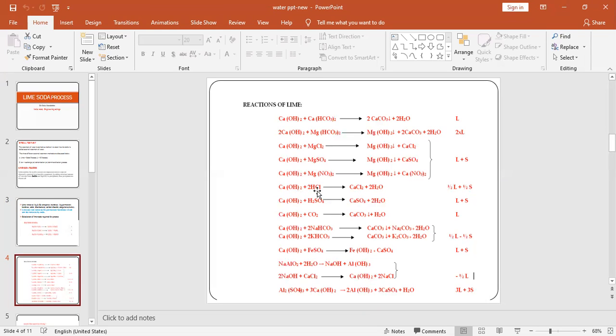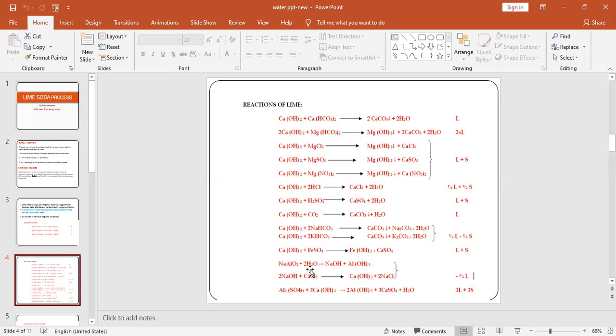Calcium hydroxide reacts with hydrochloric acid to form calcium chloride and water. Lime reacts with sulfuric acid to form calcium sulfate and water. Calcium hydroxide reacts with carbon dioxide to form calcium carbonate and water. Calcium hydroxide reacts with sodium bicarbonate to form calcium carbonate, sodium carbonate plus water. Calcium hydroxide reacts with potassium bicarbonate to form calcium carbonate plus potassium carbonate plus 2 moles of water. Calcium hydroxide reacts with iron sulfate to form ferrous hydroxide plus calcium sulfate.